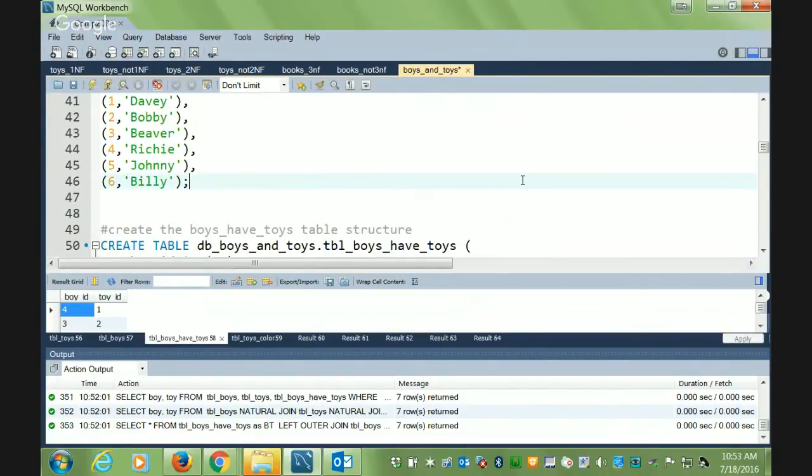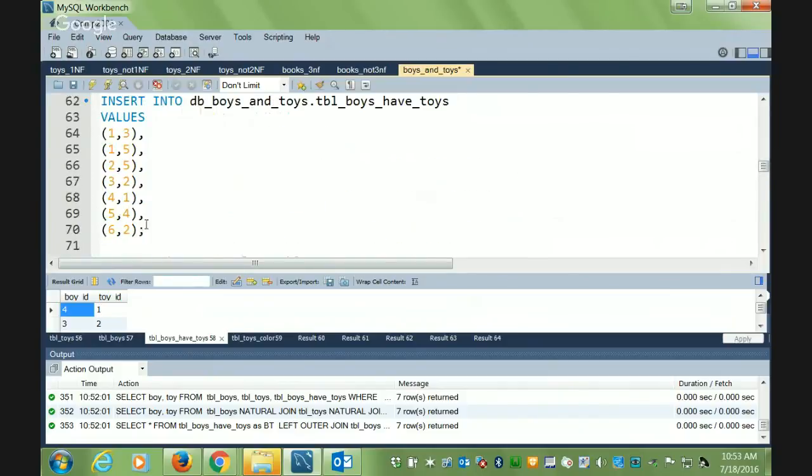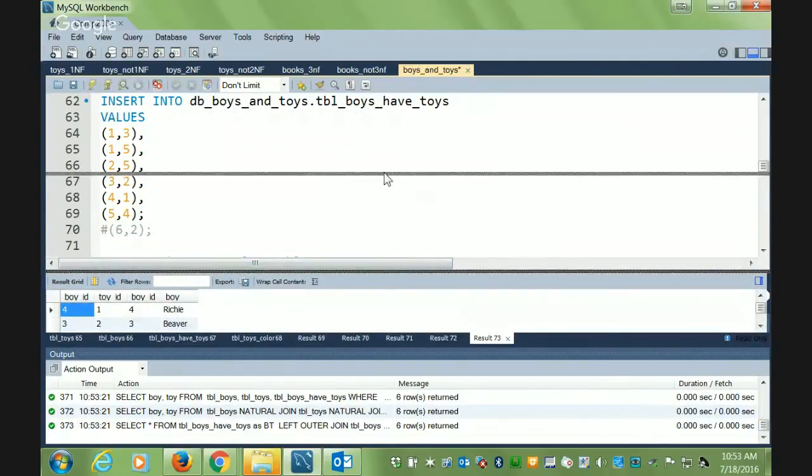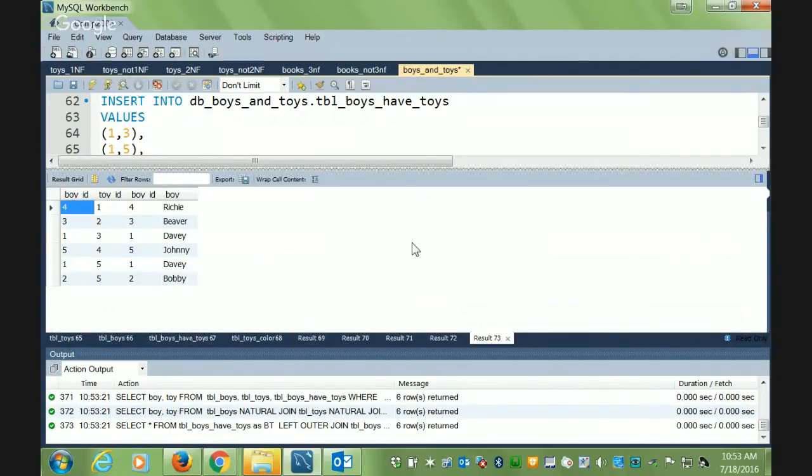Maybe the 6th record, the Billy guy. Let's remove the Billy guy here, just because it's the last one, so we'll make it a little easier. Okay, now Billy has no toys. Run it again. I want to show you what is happening in that table. Run that query. Since there was no 6 here, there is no combination with 6 here.